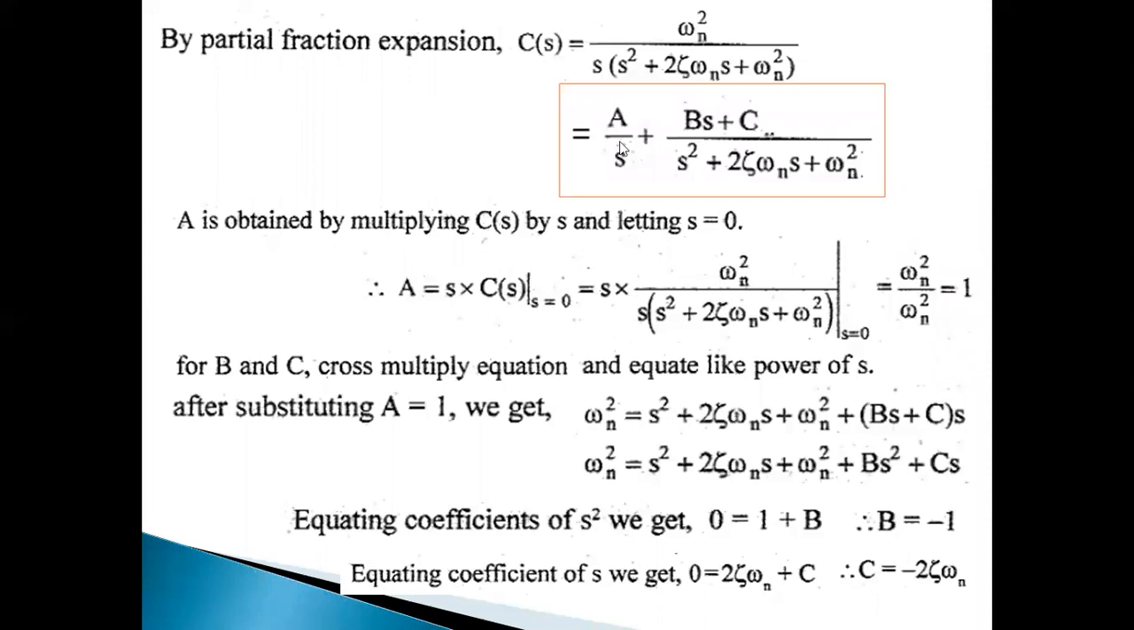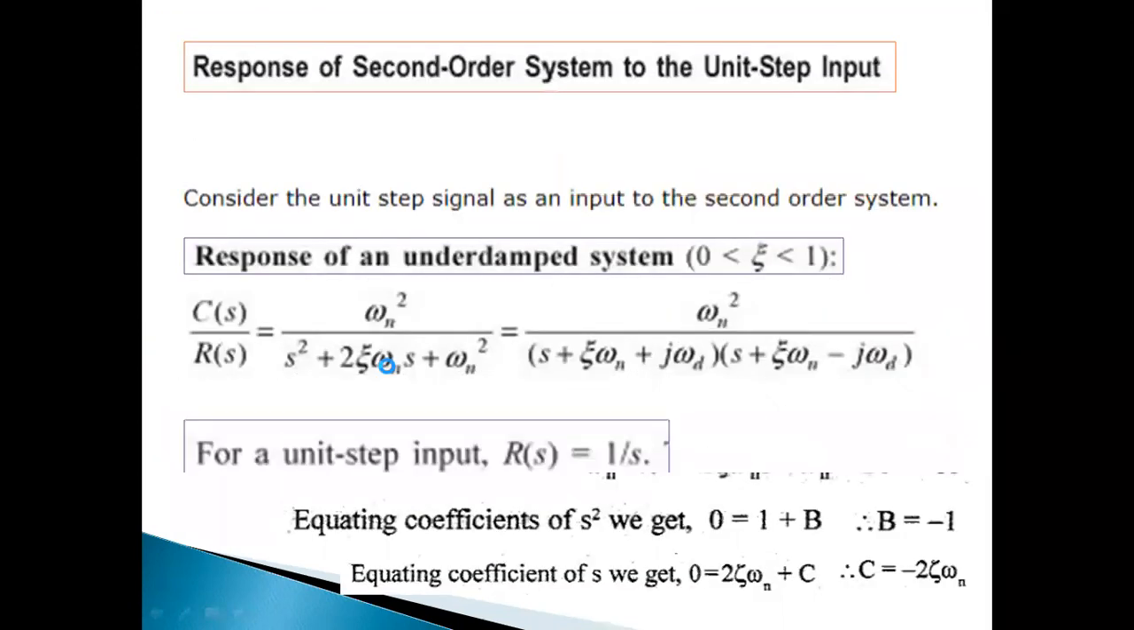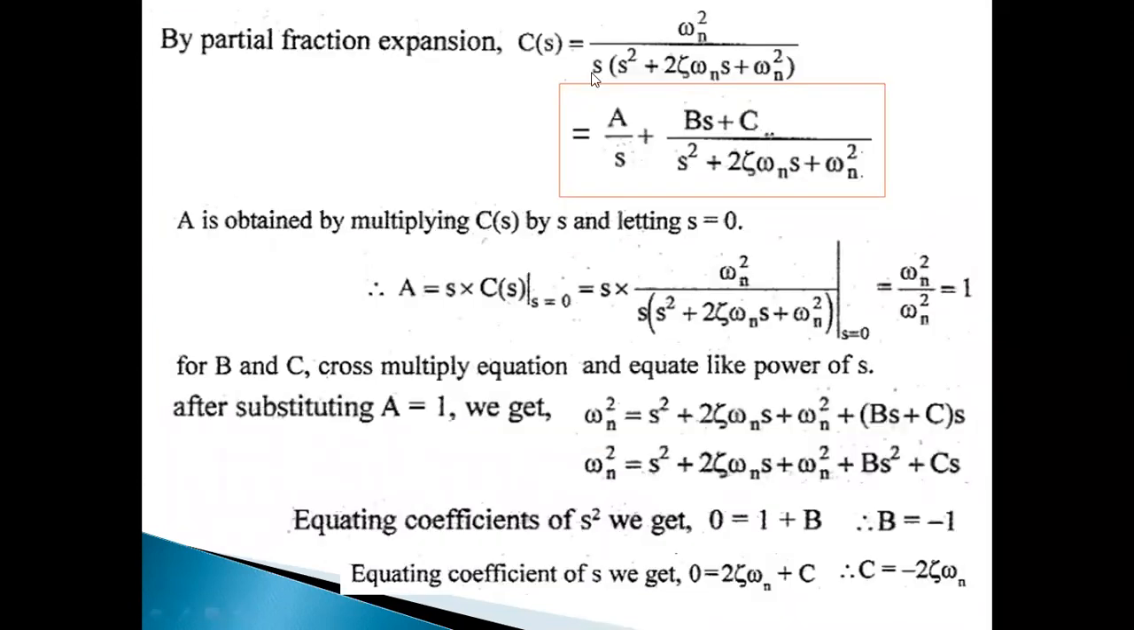We have already calculated A, B, C values using partial fractions. A is equal to 1, B is minus 1, C is equal to minus 2 zeta omega n. So simply substitute and we can express the same in this fashion. Now for the actual response, just forget about this part.